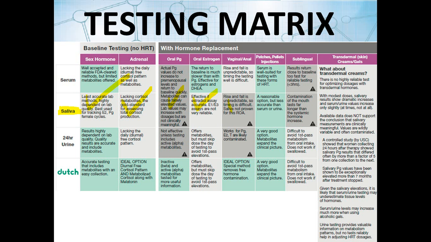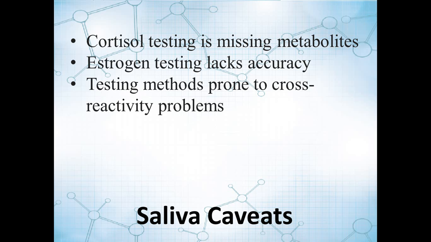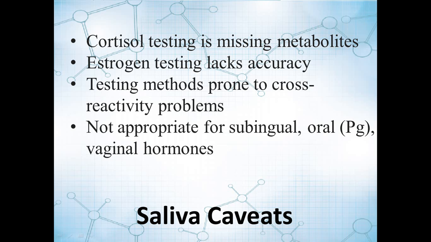With vaginal hormones, again, the up and down change of hormone is a little bit unpredictable. With patches, pellets, and injections, I think saliva can work really well. Sublingual hormones definitely don't work because of the contamination. And then you've got this big topic of transdermal hormones that's quite complex. Again, I would watch the video that we have on that elsewhere if you have more questions, because it's a pretty complex topic. But the main caveats are cortisol and estrogen, and to be aware that there can be some significant cross-reactivity issues there. And with supplementation, really sublingual, oral progesterone, and vaginal hormones can be problematic.